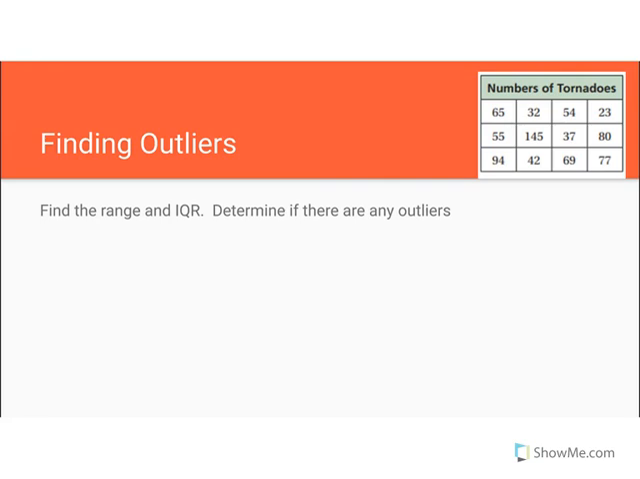Let's look at an example. Again, what we want to do here is list our data from smallest to biggest. So if I start here, it looks like 23 is my smallest number. My next number then would be 32. Then I have 37. And I got 42.